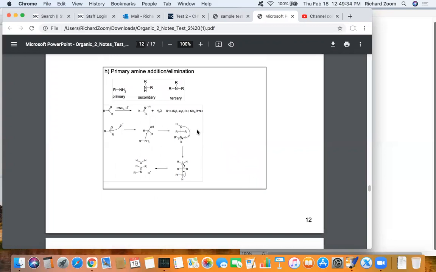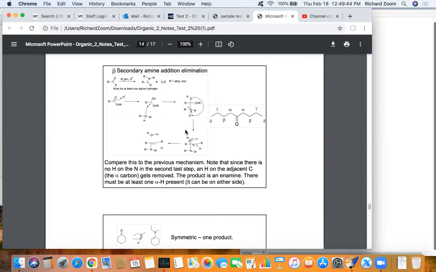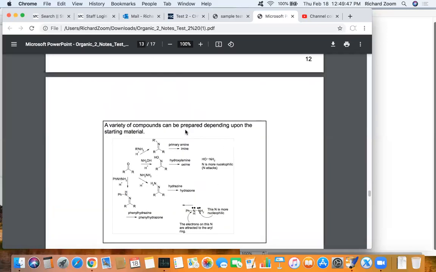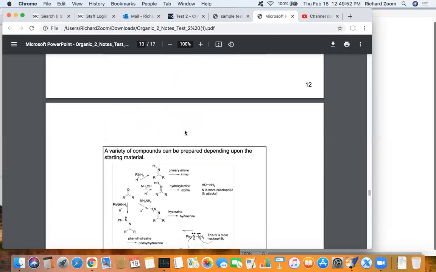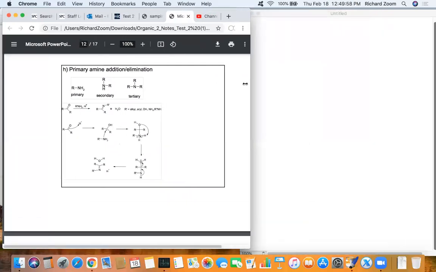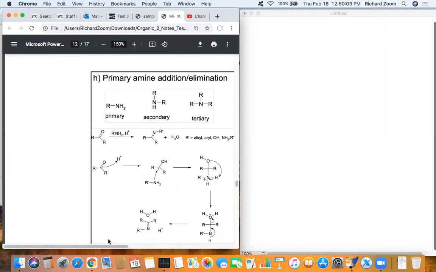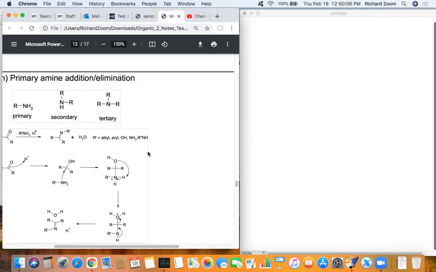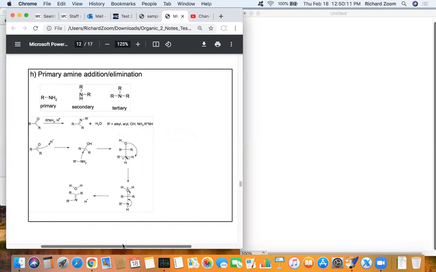Okay, so the other mechanistic problem will be a primary amine addition elimination or a secondary amine addition elimination. So it'll either be H or J as it appears on this document here. Let me see, I should increase the size here as well.